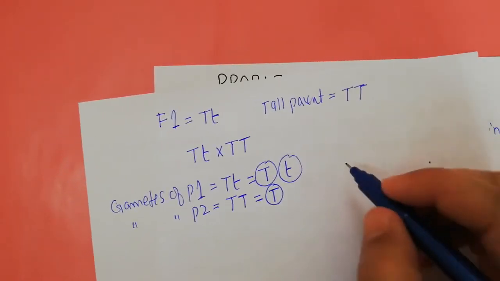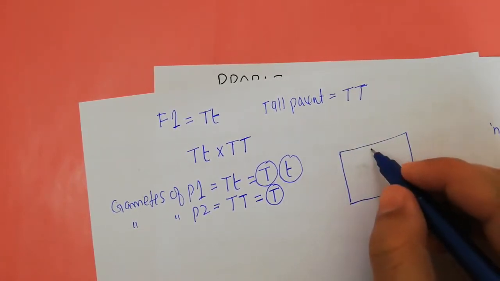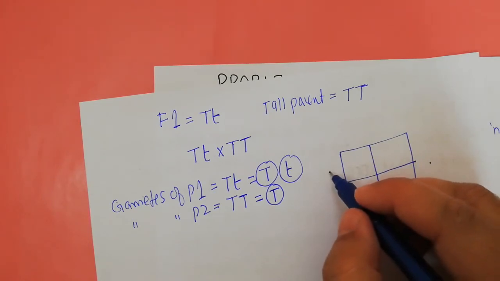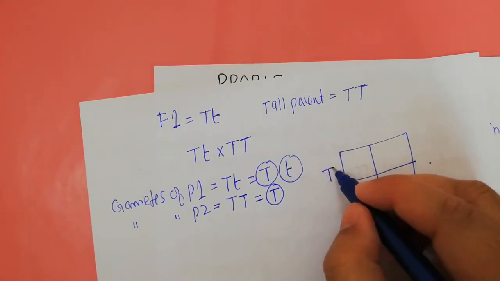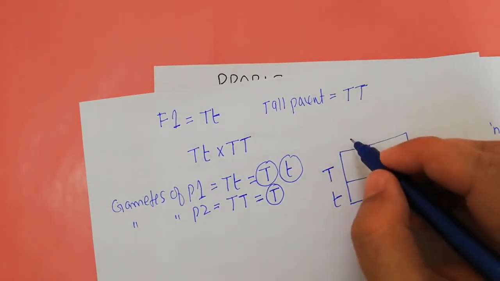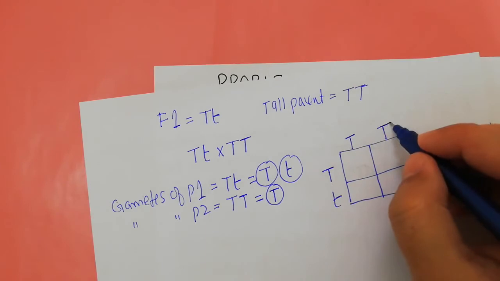Now if you are going to make a Punnett square for this, the side of the Punnett square shows you the gametes of parent number 1, for example. So this will be capital T and small t. The top side of the Punnett square shows you the gametes of the other parent, that will be capital T and capital T.